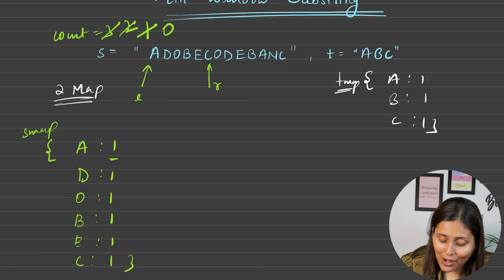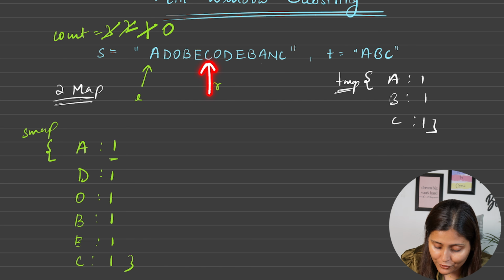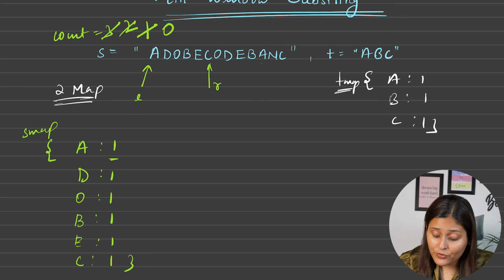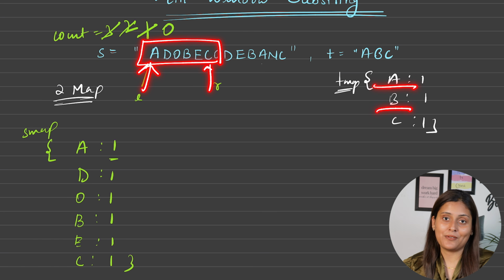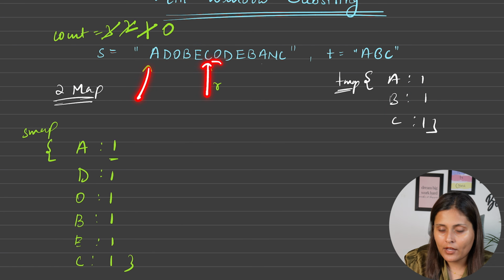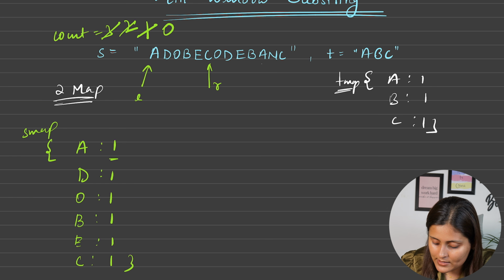Of course, because the count has become 0, it means that at R, which is equal to this pointer, from left to R, whatever the string is, I don't know what the length is, but for sure if the count is 0, it means from left pointer to right pointer, I have got all my characters, whichever were required. So with the help of the left and right pointers, you can definitely count the length. So I can say my answer is right minus left plus 1, which is equal to 6 here.